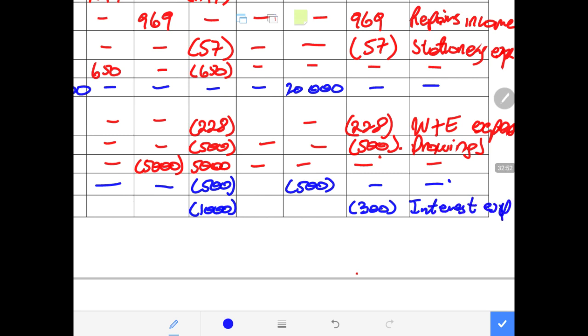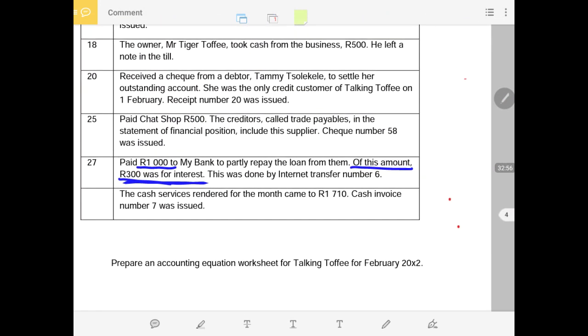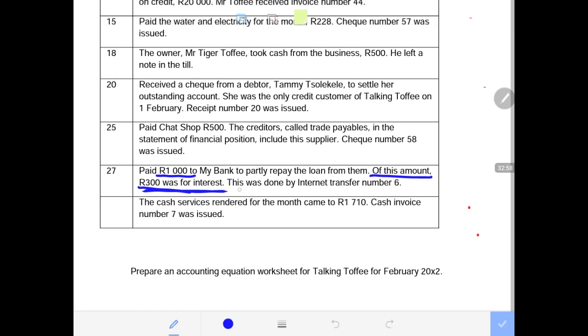They're recording the 300. Now, what about the remainder? Where is the 700 going to? They say this was done by internet transfer, but they don't tell us about the 700. Meaning now we say 1,000 minus 300, we get 700. 700 is the amount that reduces the loan.